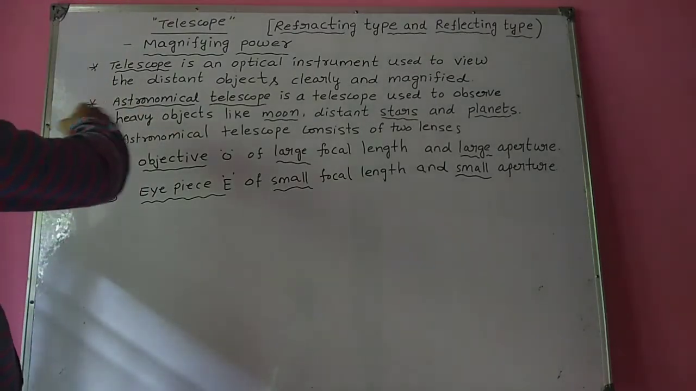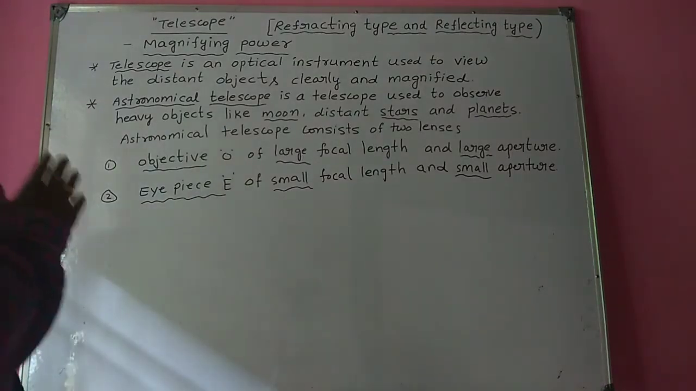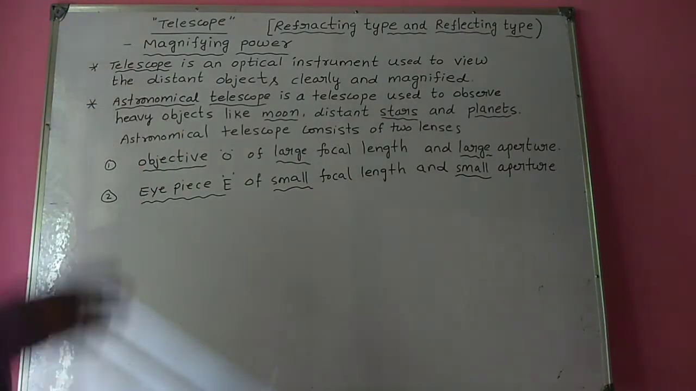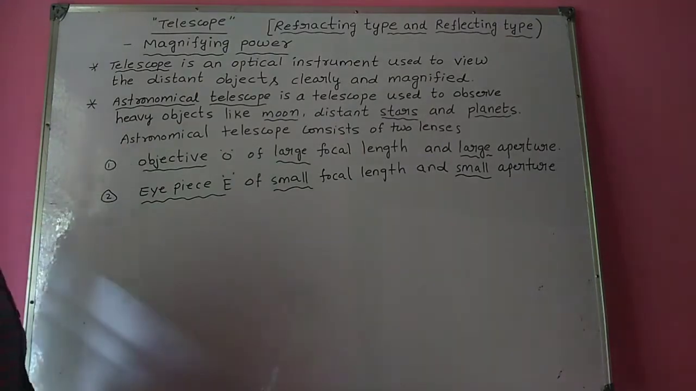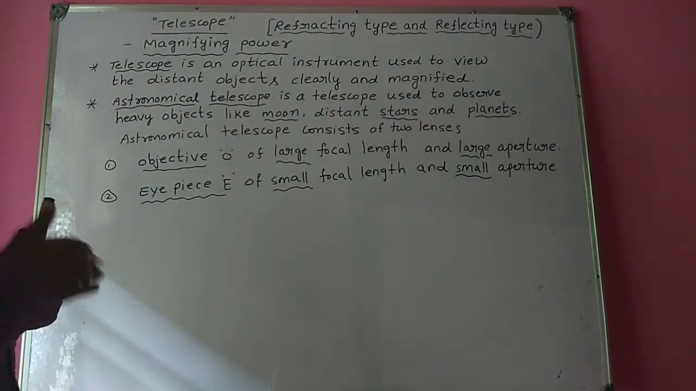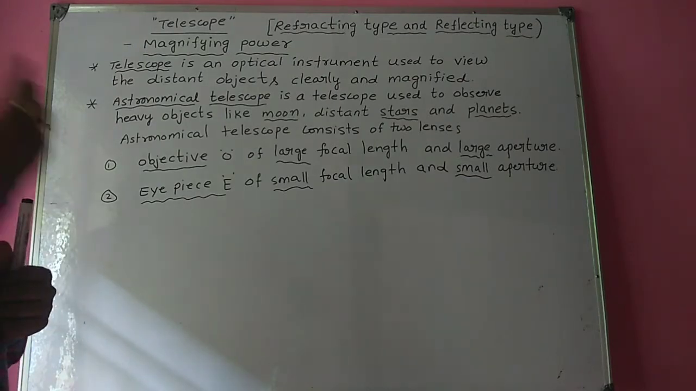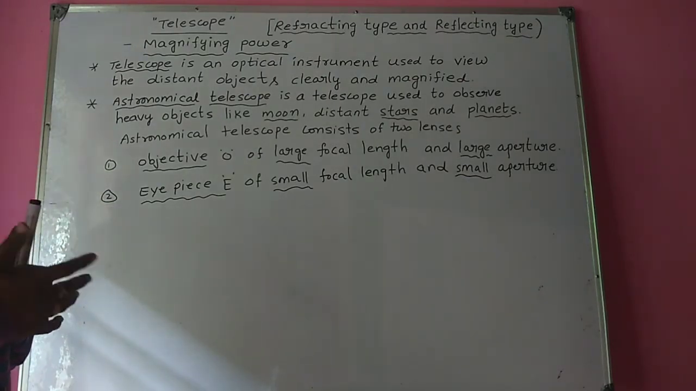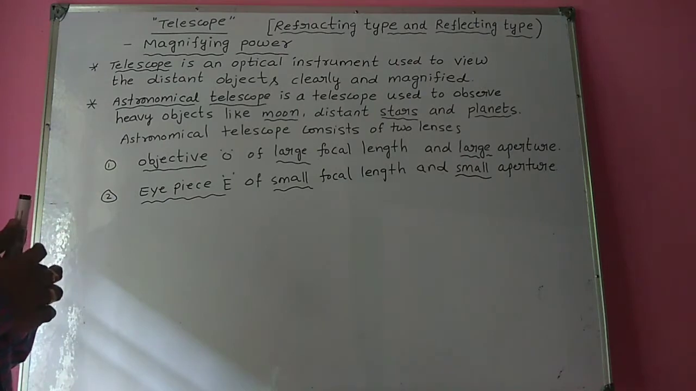And now here, the astronomical telescope. An astronomical telescope is a telescope used to observe heavenly objects like the moon, distant stars and planets. Already we have discussed the compound microscope. A compound microscope uses two convex lenses. One is called the objective, another one is called the eyepiece.